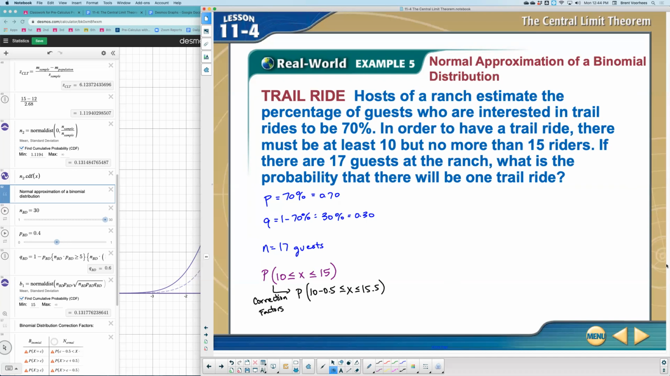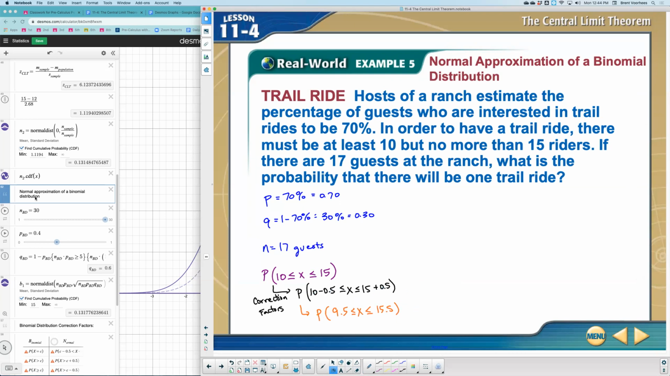When I solve this, we're going to be looking for the probability that the random variable here, this x, is 9.5, sorry. That 9.5 is less than or equal to x, which is less than or equal to 15.5. And I realized there, let me correct this, I'm sorry. I meant to put the correction factor, which is plus 0.5. Okay, so there's my correction factors. That's the probability I'm looking for.